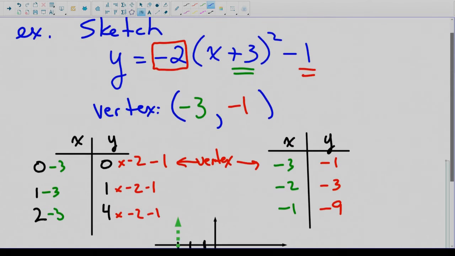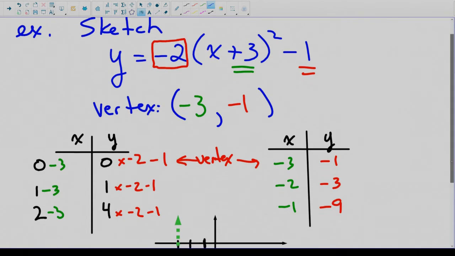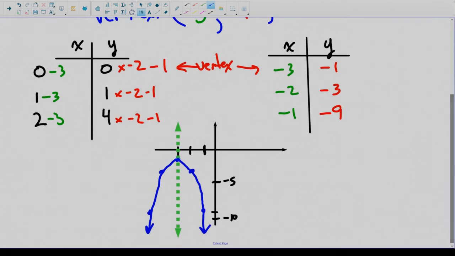And that matches that equation. -2 means a reflected parabola, so it's upside down. 2 means that it's stretched. A little hard to see the stretch here because of my scale, folks.